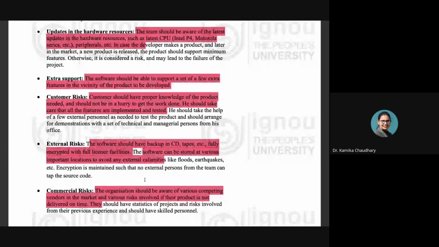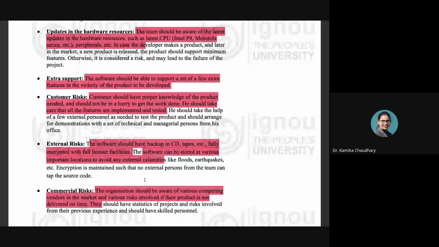Next are the commercial risks. What are the commercial risks? The organization should be aware of the various competing vendors in the market and various risks involved if their product is not delivered on time. Commercial risks are that for a particular project, there are bids that are being performed, and there are various competitors of any particular organization sitting in the market, and if you're not developing a good quality software product, and along with the quality you are not providing this product on time, then that could hamper your image in the markets.